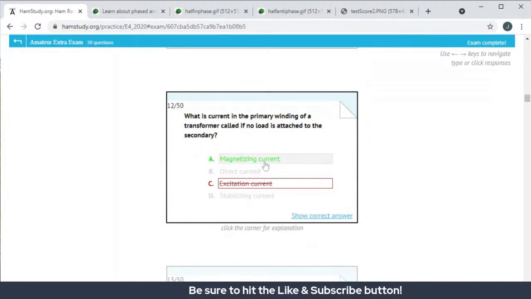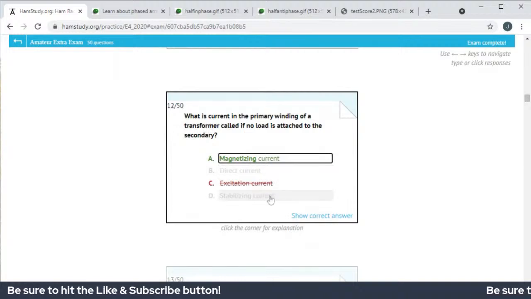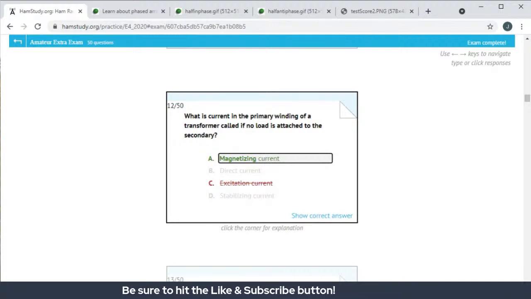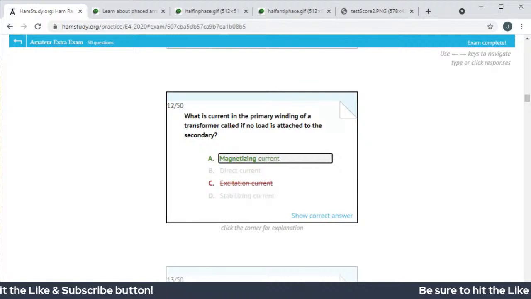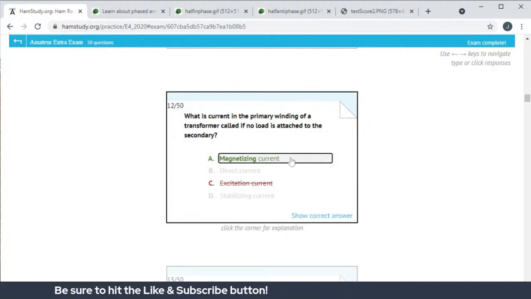And oh, so this one, Gordon, I believe you were saying it was destabilizing current. It is actually magnetizing current, when there is no load.